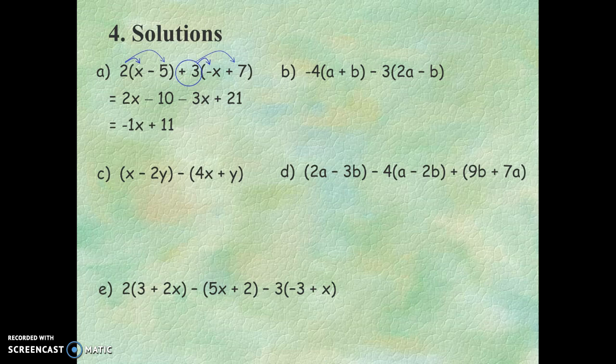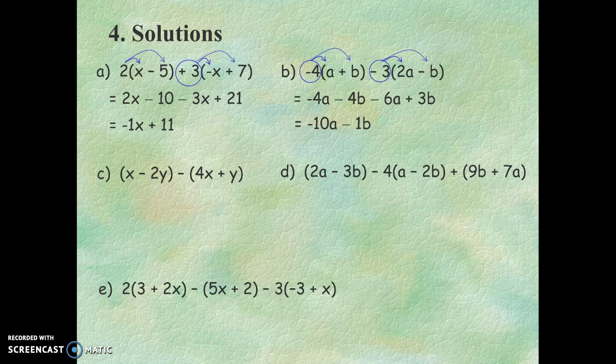Let's go with question B. Negative 4 multiplied by the a and the b, negative 3 by the 2a and the negative b. Watch out for the double negative there. Negative 4a minus 4b, negative 6a, and plus 3b. A couple of like terms on the a's and a couple of like terms on the b's. Watch out, you're using the integer rules of addition when we combine those coefficients.